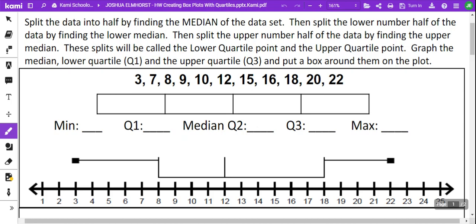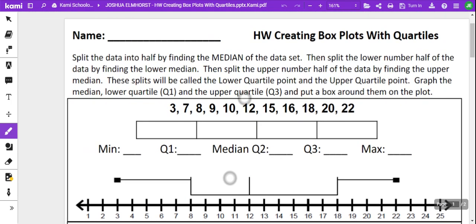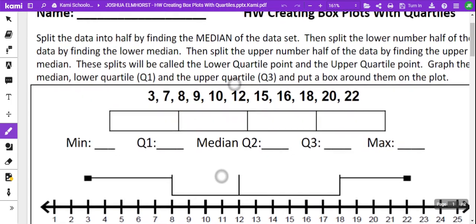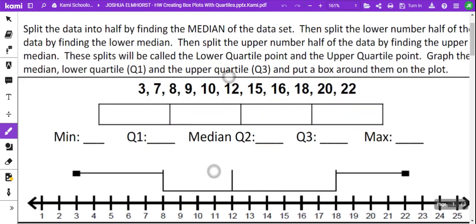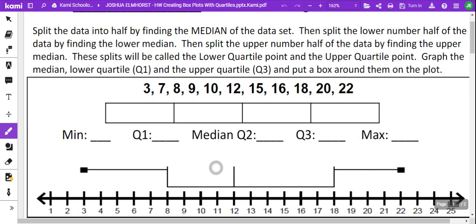Okay, this is Mr. Elmhorst with the help video for the homework for creating box plots using quartiles. We're going to focus on 5 points: the minimum, the maximum, the median, and then we are going to determine what the lower quarter split and the upper quarter split is going to be, otherwise known as Q1 and Q3.